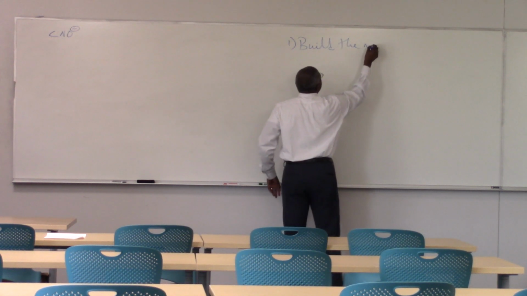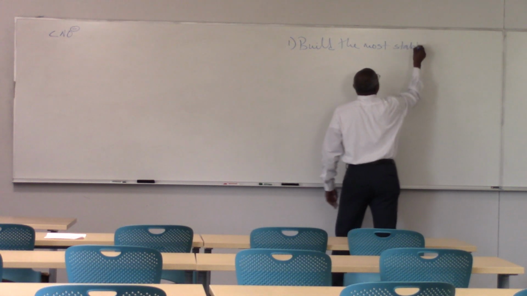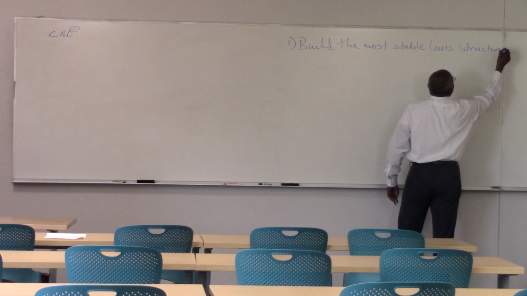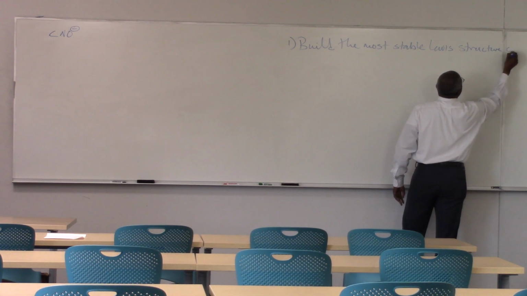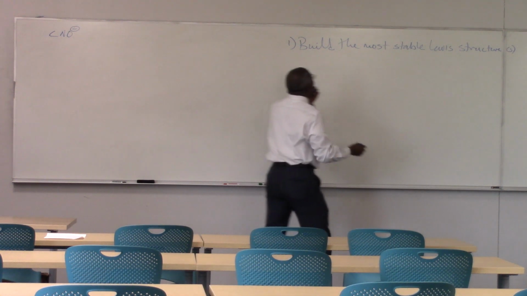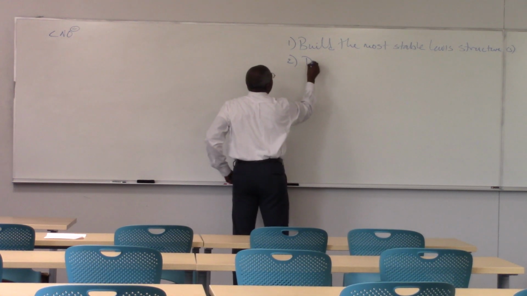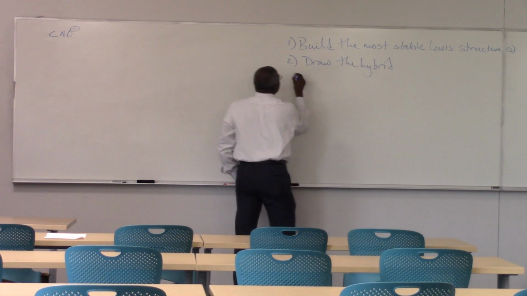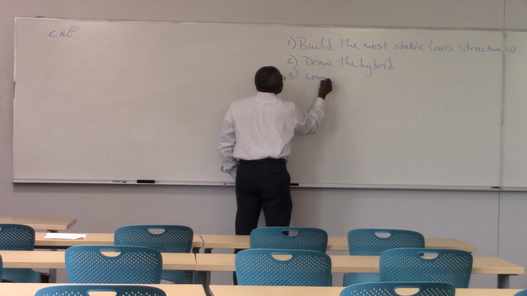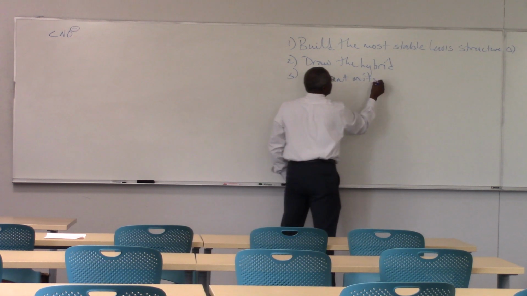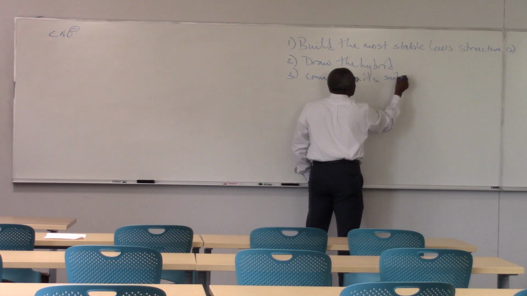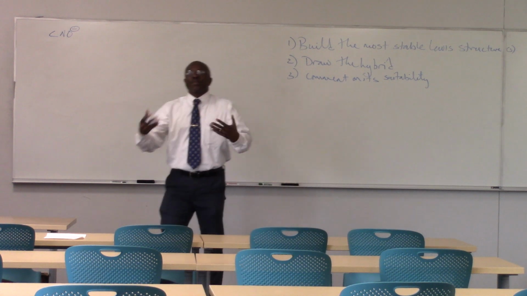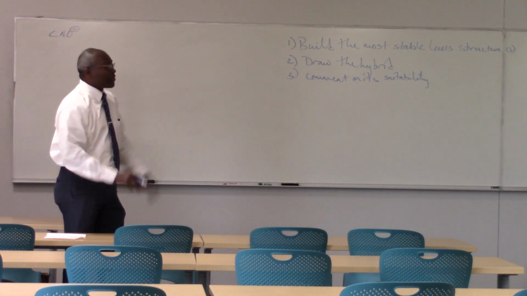the most stable Lewis structures, and there's going to be an S here, so structures, because there may be more than one. 2, draw the hybrid, and then 3, comment on its suitability or something. In other words, does the hybrid represent a reasonable depiction of the species you're drawing?